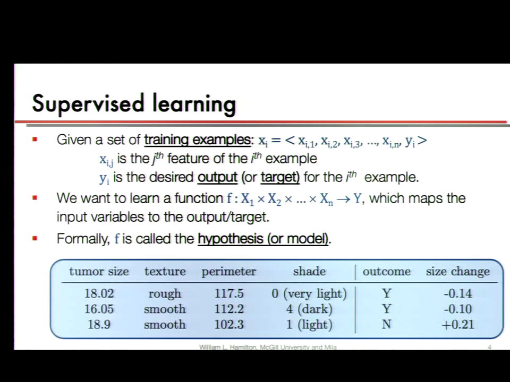And then the other important thing is our output or our target. So we're trying to use our input features, here to predict, say, the outcome, whether or not a tumor is going to recur. We're going to use our input features, say the tumor size, the texture, the perimeter, its shade. We're going to use all this information to try to predict, say, whether or not this tumor recurs or the change in size for this tumor. And what we're going to learn formally is a function f that's going to map our input features to our output target. And formally, we call f the hypothesis. I'll usually call it a model, but in more formal statistical language, we would often call this the hypothesis.